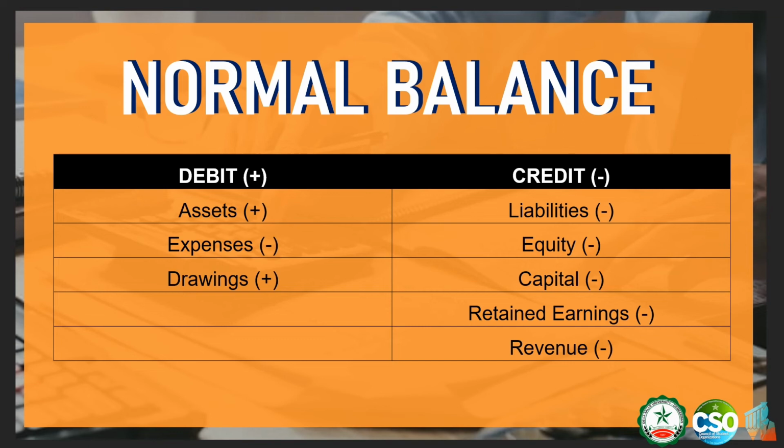The capital and retained earnings generally make up the equity, but to come up with the retained earnings, kailangan munang bawasan yung revenue ng expenses of the business and drawings of the owners. Since revenue normally has a credit balance, yung ibabawas natin sa kanya na expenses and drawings should have a debit balance, which as you can see are the only two accounts na may positive sign sa credit side of our table.